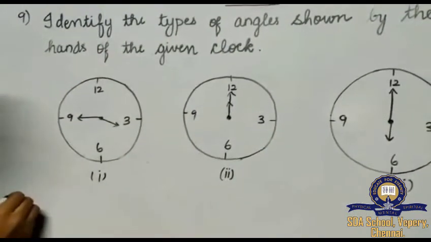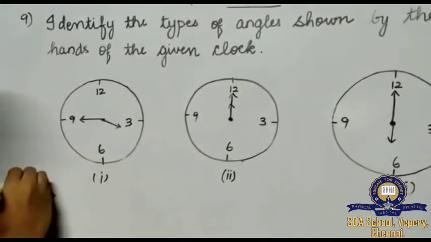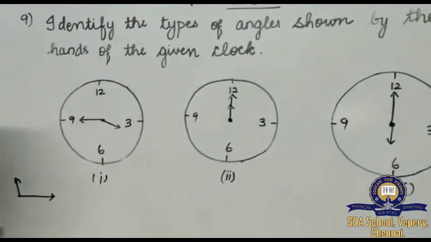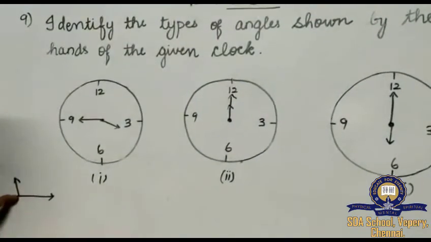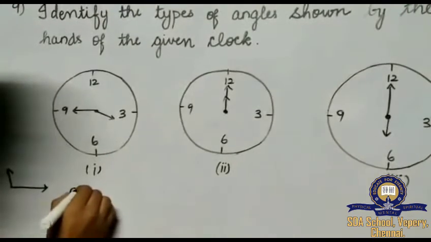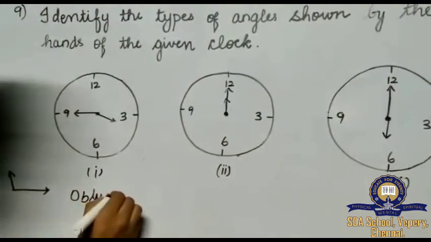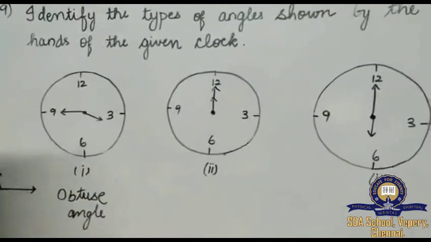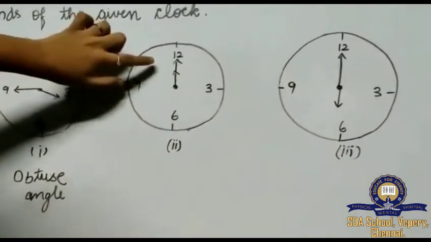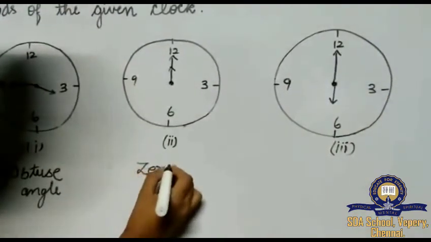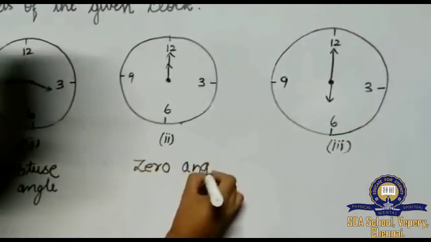In this figure, the hour hand and the minute hand are represented like this, right? So it is an obtuse angle. This will be greater than 90 degrees, so this is said to be an obtuse angle. We'll move to the second figure. You could see that both the hour and the minute hands coincide. In this case, it is said to be a zero angle.